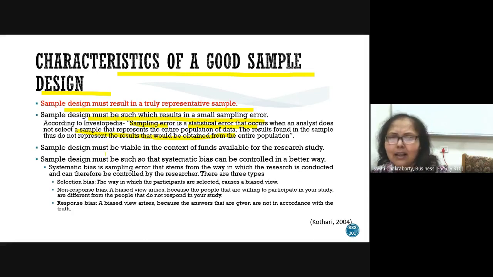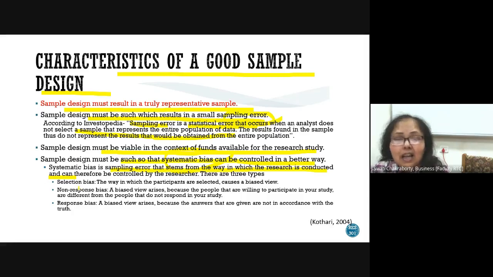So sampling design must be viable in the context of the funds available. So what sort of sampling design we would want depends on how much funds you have. The design should also be such that the systematic bias can be controlled in a better way. So we spoke about sampling error. Here we are talking of systematic bias. What is systematic bias? It's a sampling error that stems from the way in which the research is being conducted. Okay, how you conduct the research, and it can actually be controlled by the researcher.